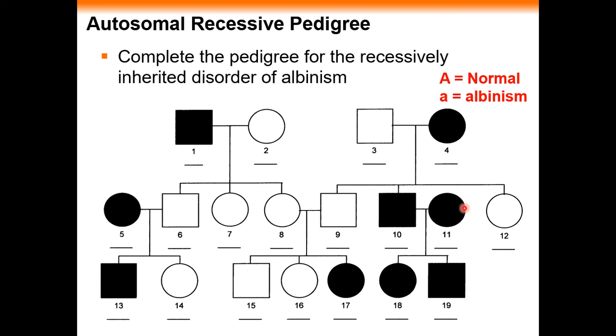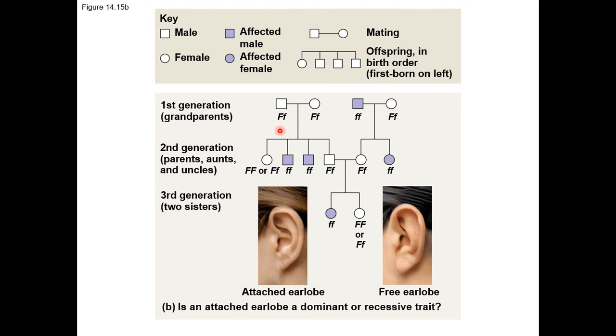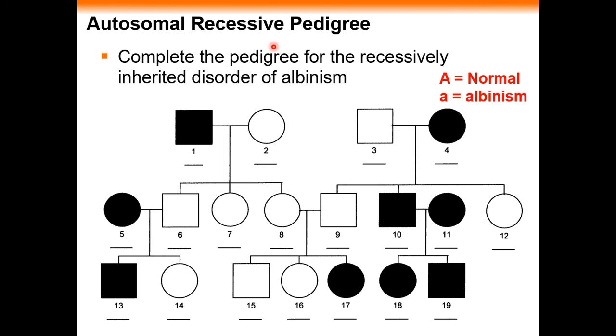So this is a pedigree. If you remember, the shaded regions are individuals who are affected. Here's an example of the pedigree. The shaded regions are affected. The square is the male, and the circle is the female. So here's this one more time. The square is the male, because males are square, and females are round. So let's do this practice problem together, and then I'm going to have you do one on your own. Complete the pedigree for the recessively inherited disorder of albinism.